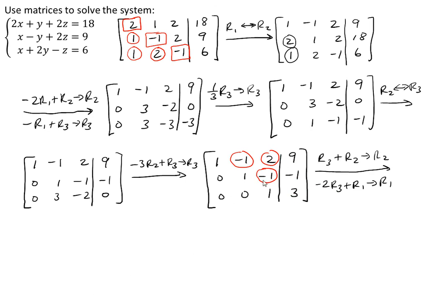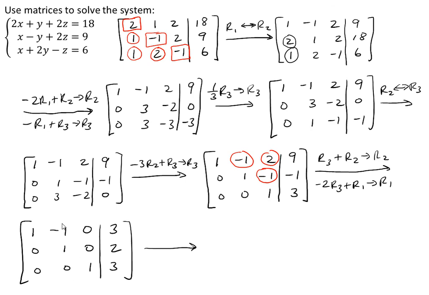So to get a 0 here where the -1 is, I'm going to add row 3 to row 2, and that'll give me my new row 2. To get a 0 where the 2 is, I need to do -2 times row 3 plus row 1 to get my new row 1. And then to get a 0 where that -1 is, I want to add row 2 to row 1, and that'll give us a new row 1.